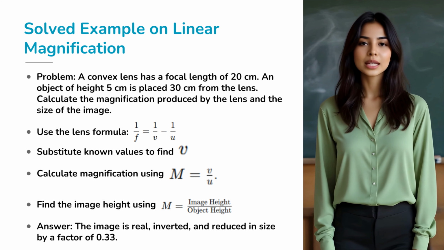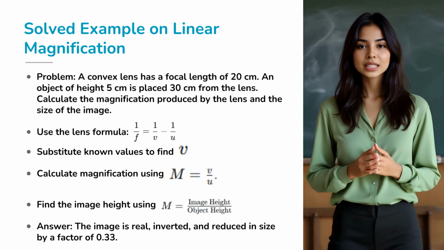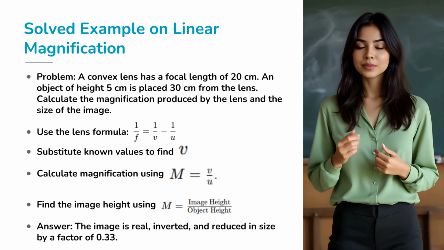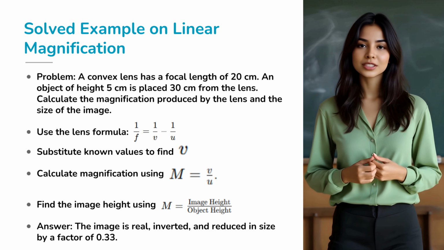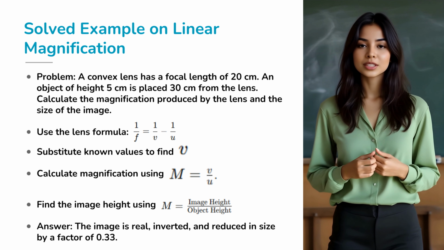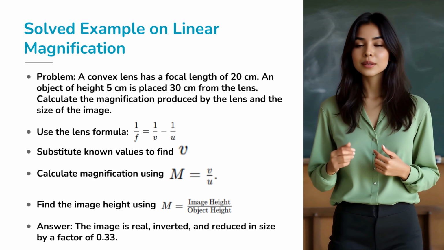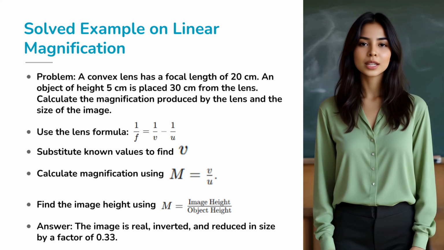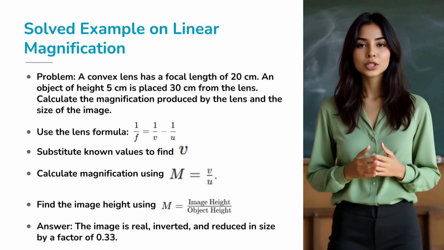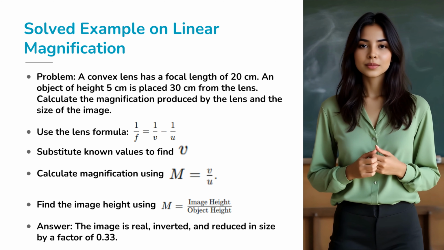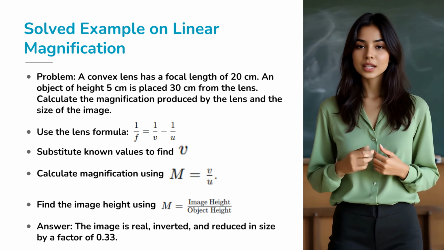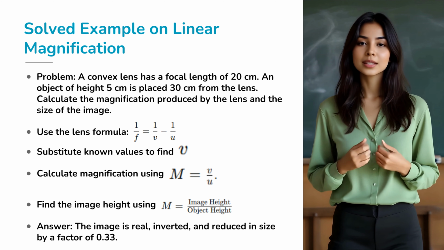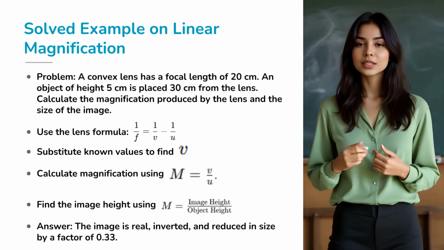Rearranging, 1/v = 1/20 − 1/30. Calculating this gives 1/v = 1/60. Therefore, v = 60 centimeters. Step 2. Calculate magnification. Magnification m = v/u, that is 60 divided by −30, which gives m = −2. But remember, this minus sign shows the image is inverted. The magnitude 2 tells us that the image is twice the size of the object.